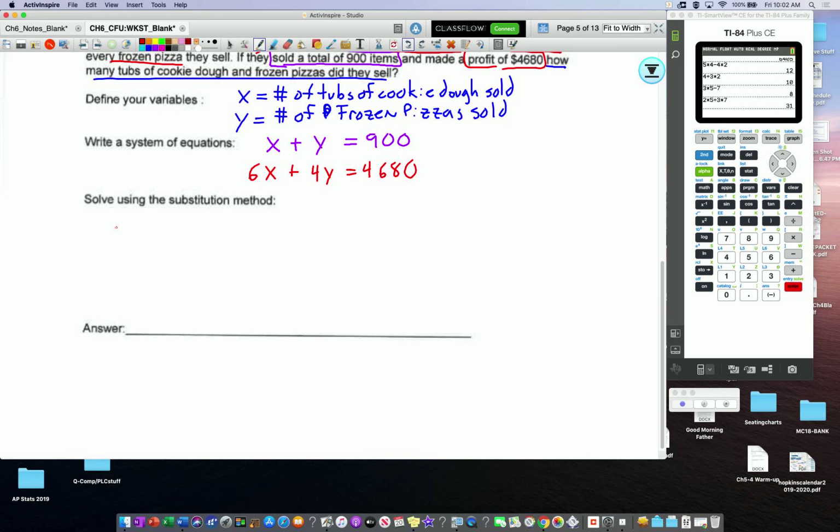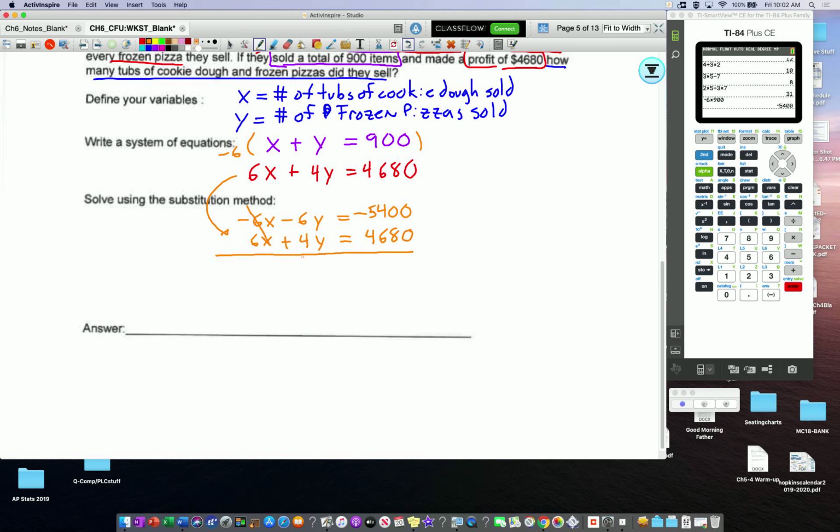Now I just have to solve using the elimination method. Right away, I'm thinking to myself, all right, what do I want to get rid of, x or y? So I'm going to multiply by -6 so my x's cancel. So I have -6x minus 6y equals, so now I gotta go -6 times 900, which is -5,400. Okay. I'm going to copy the other equation right underneath it. So now I can add them together.